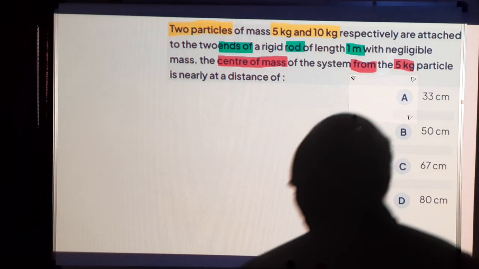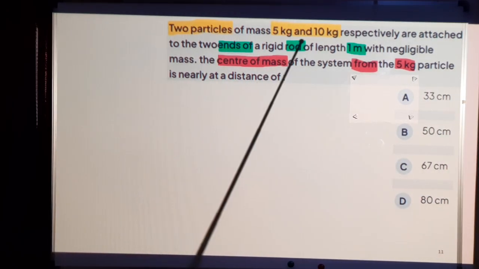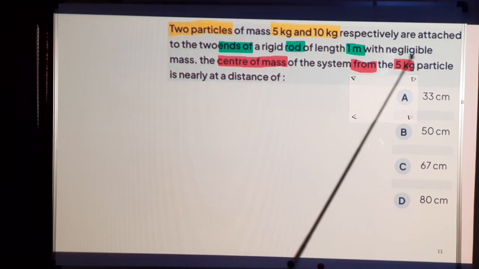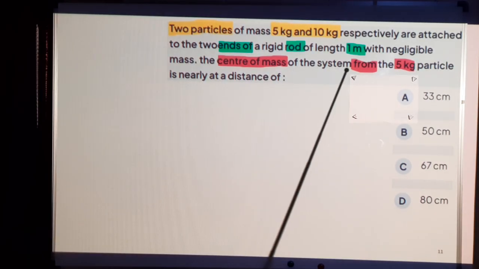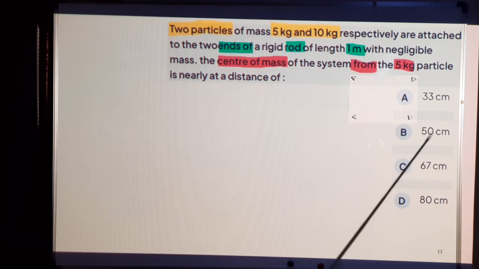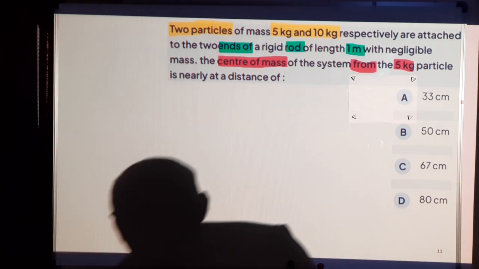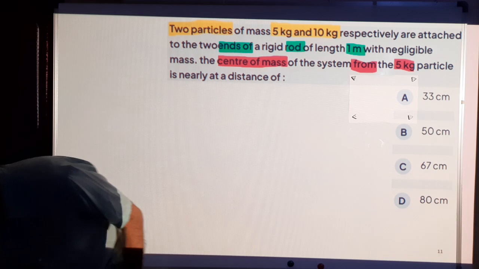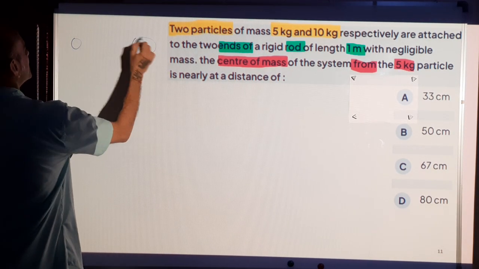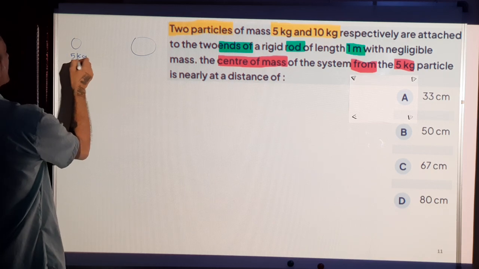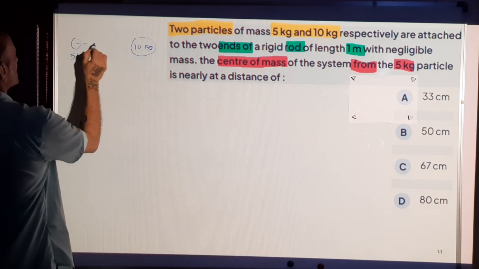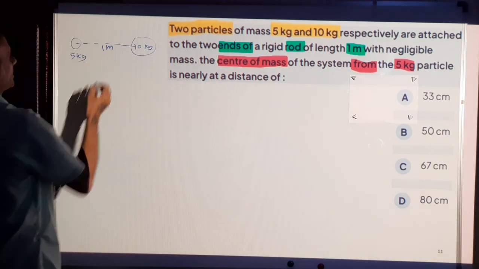Next question. Two particles of mass 5 kg and 10 kg respectively are attached to the two ends of a rigid rod of length 1 meter with negligible mass. The center of mass of the system from the 5 kg particle is nearly at a distance of... Four options are given. This is similar to the first question, almost the same, but with different numbers. Two particles, 5 kg, 10 kg, and the massless rod connecting them, of length 1 meter.